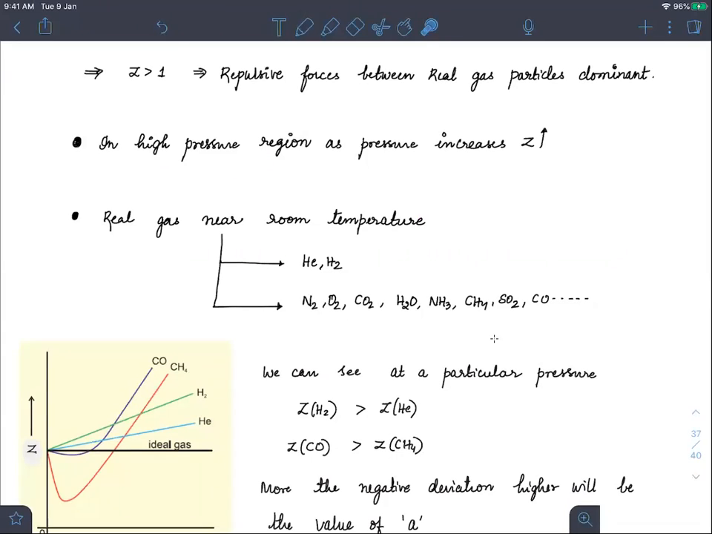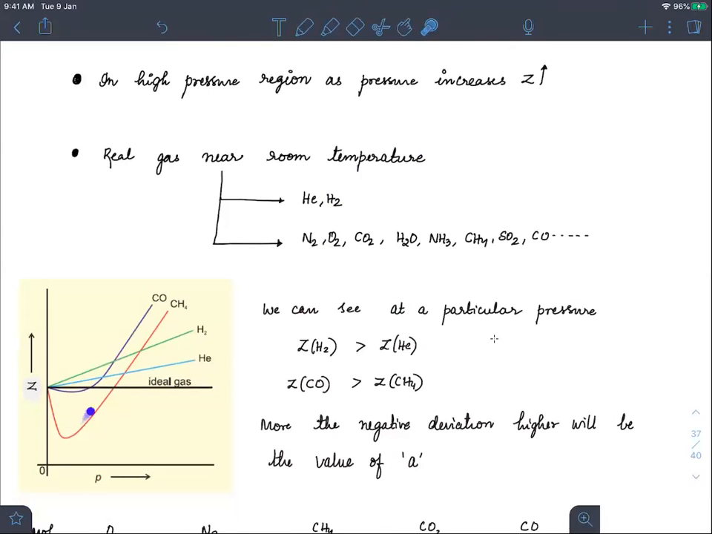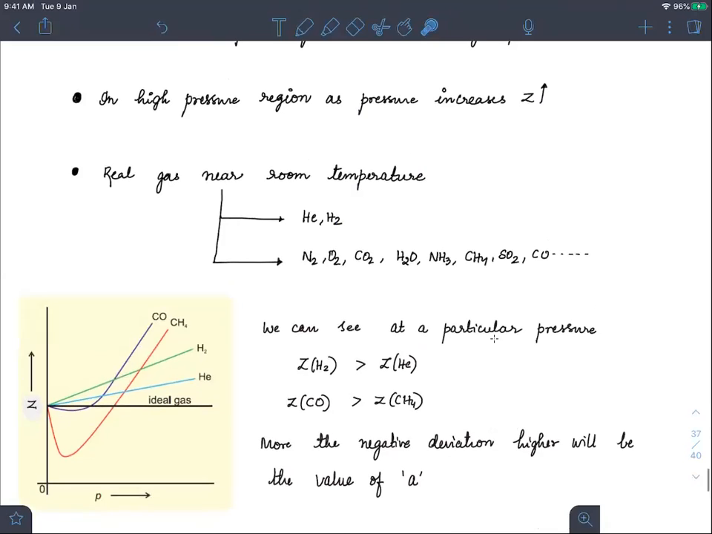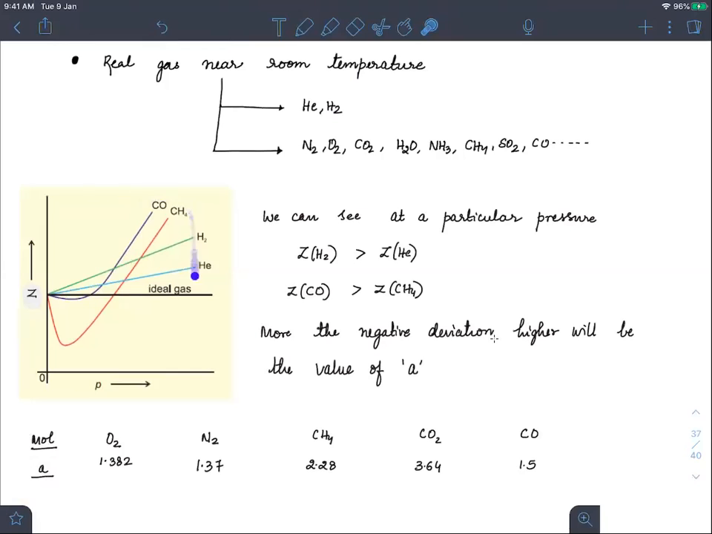Next, in the high pressure region, as the pressure increases, the Z value will increase. Now for real gases near room temperature, you can see hydrogen and helium will always be on top, and all of N2, O2, CO2 will go below, like this. I've taken this from NCERT. Check out how the Z value varies for both of them at a particular pressure.